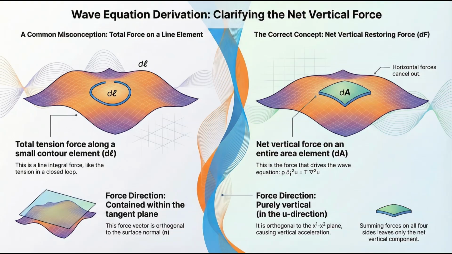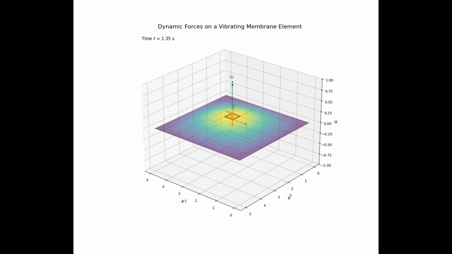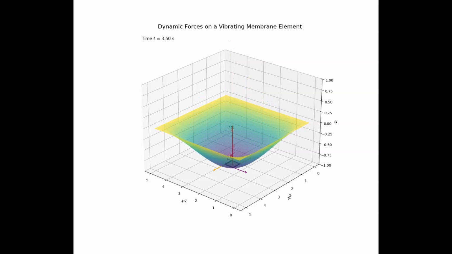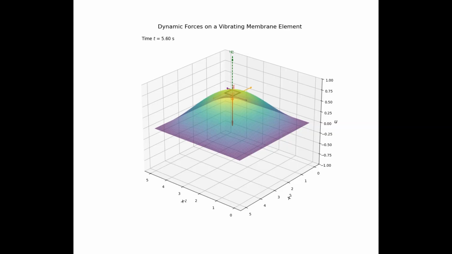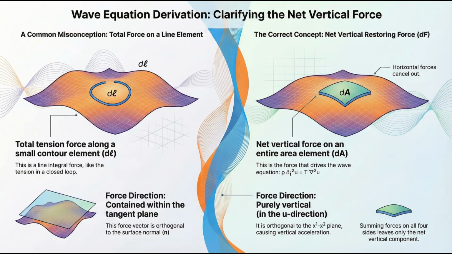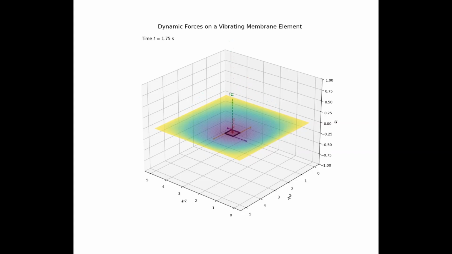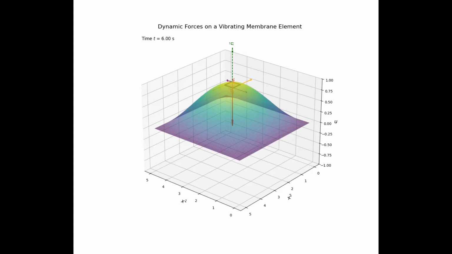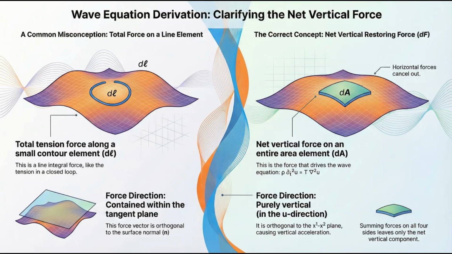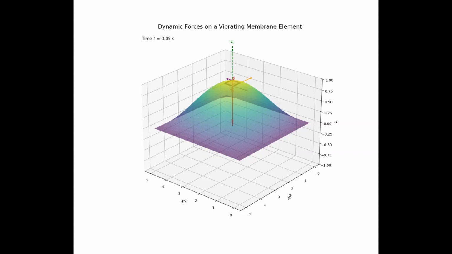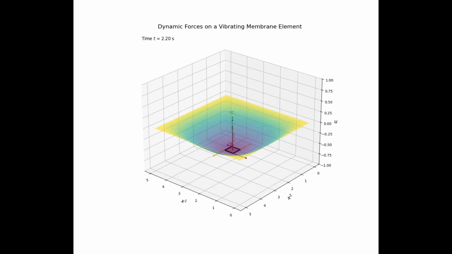And finally, physical demos really nail this down. You can see how the local tension forces are always tangent, running right along the surface. But the net force, the one that causes the acceleration, is always, and I mean always, purely vertical. And its strength perfectly tracks the local curvature. The complex physics of a vibrating membrane really just hinges on separating local tangent tension from the net vertical restoring force that drives the motion.